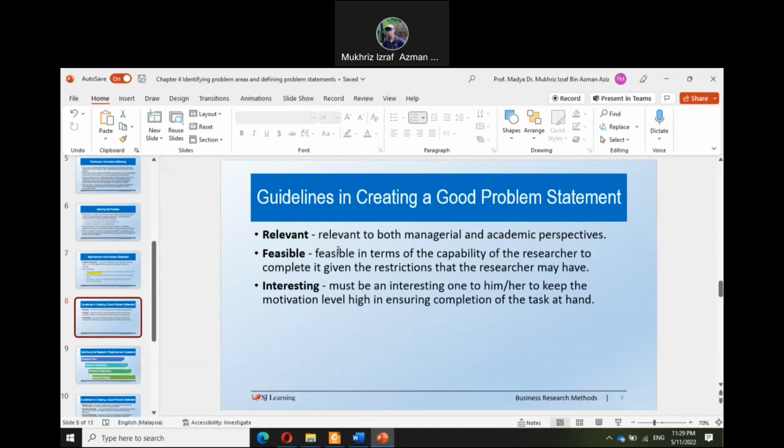Meaning, find a current topic. Okay, feasible means it can be achieved within the time frame, especially since you are now doing this assignment within the next 8 weeks.